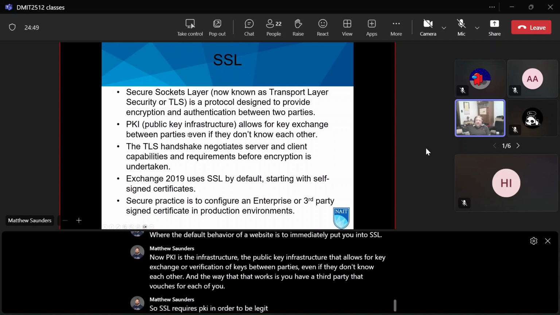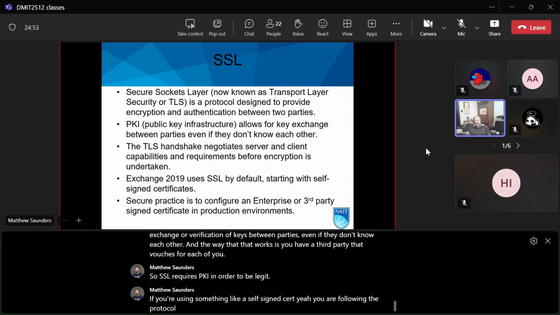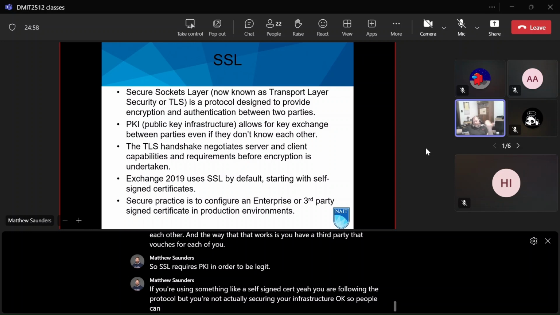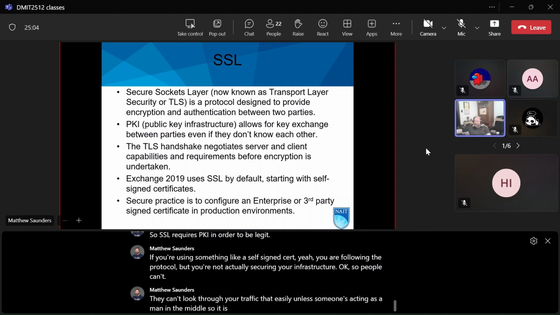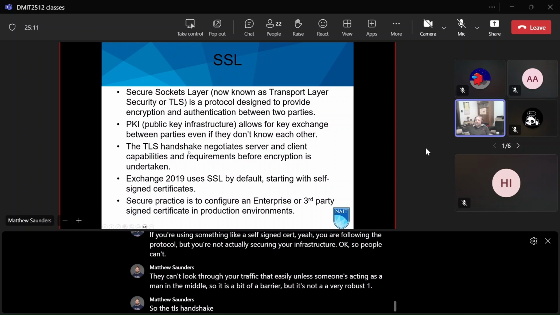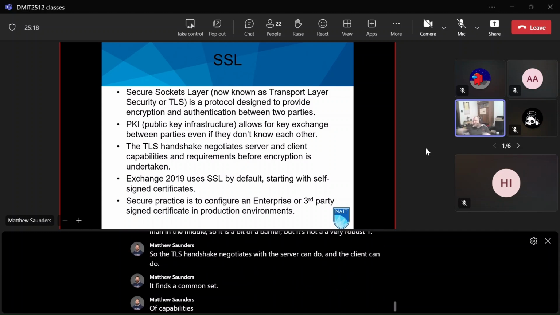If you're using something like a self-signed cert, yes, you are following the protocol, but you're not actually securing your infrastructure. People can't look through your traffic that easily unless someone's acting as a man in the middle. So it is a bit of a barrier, but it's not a very robust one. The TLS handshake negotiates what the server can do and the client can do. It finds a common set of capabilities and then settles on that to encrypt the traffic.